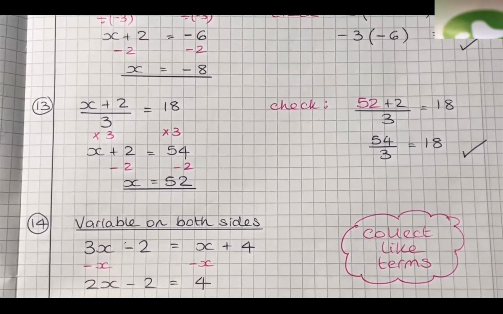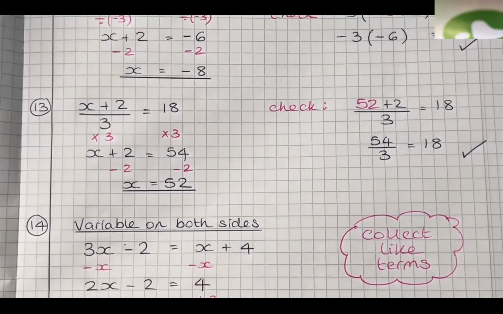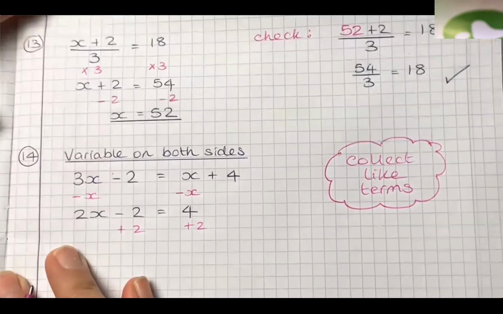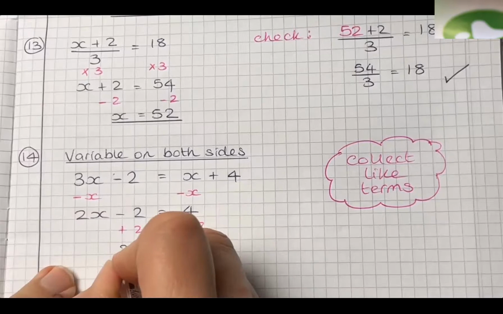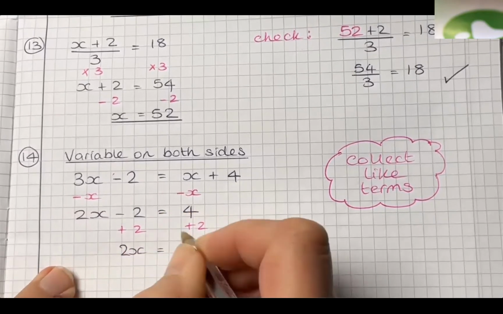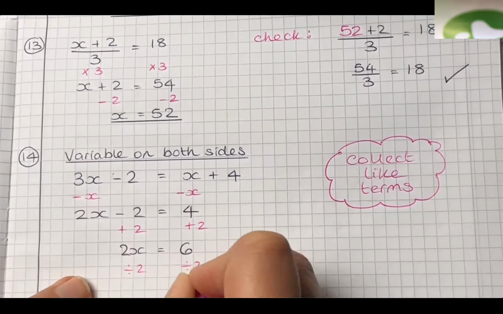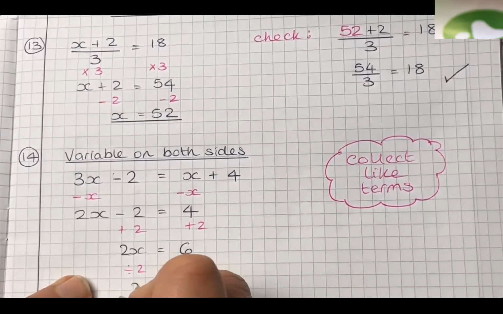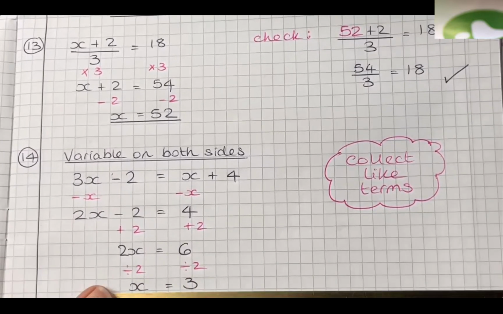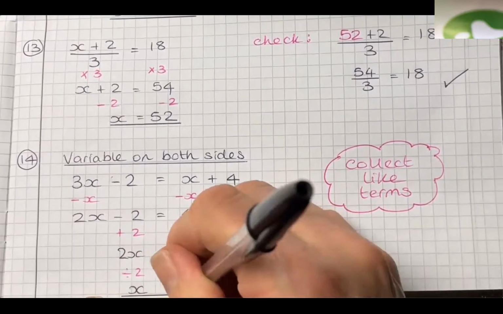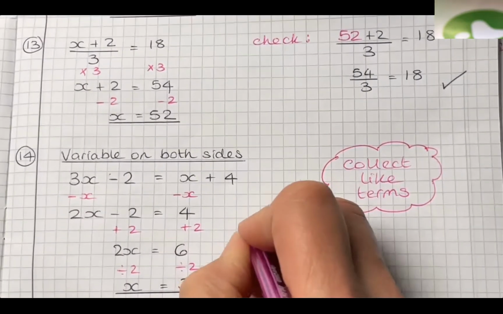I now need to add 2 to both sides. You can still see what I'm doing. I've got 2x now on the left-hand side equals 6. And my final step is to divide both sides by 2. x equals 3. I say it's my final step, but my calculation is never properly complete until I have checked it.